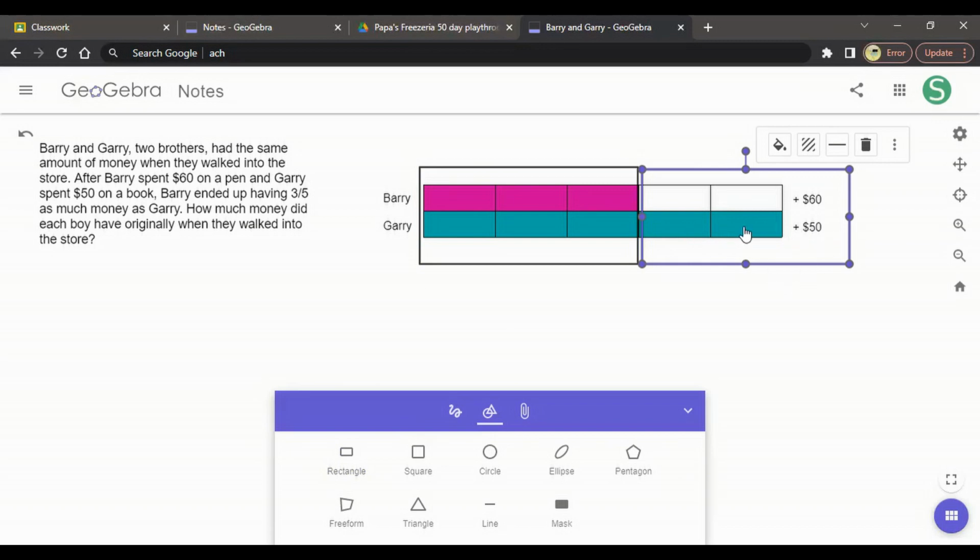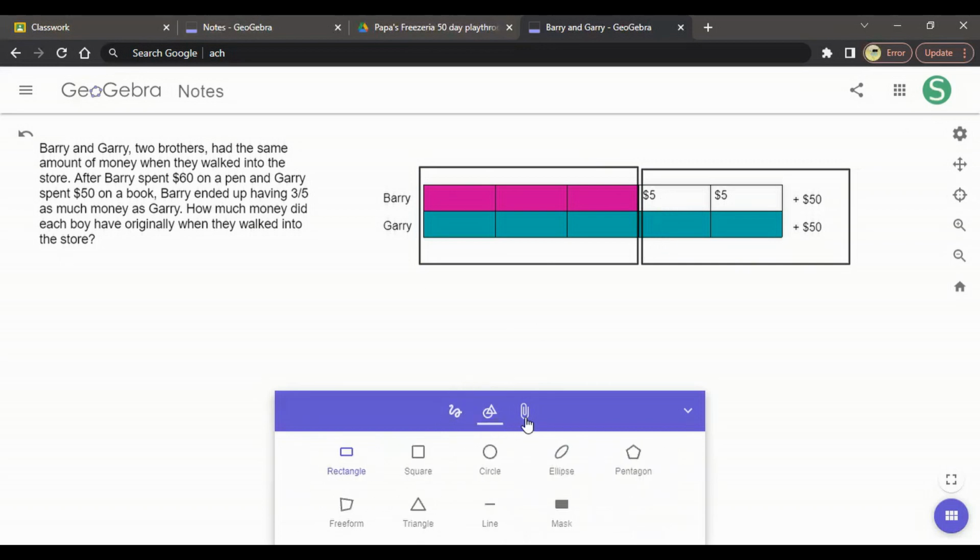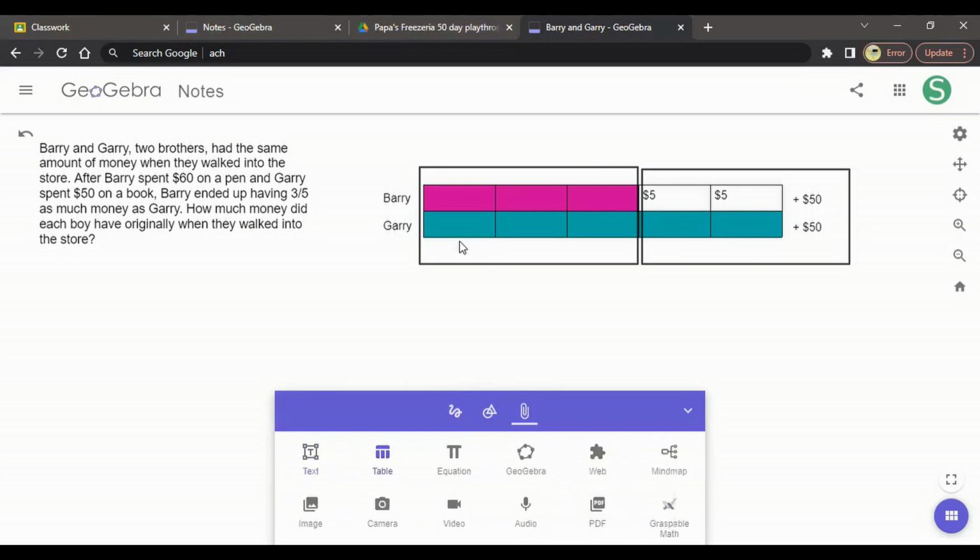So if 2 cells plus $50 is the same as $60, then if we were to replace this $60 with $50, the remaining $10 should be represented by these 2 cells over here. It's still the same amount. So if these 2 cells are $10, each cell should represent $5. And since that's an important finding, we can write that down below our table.